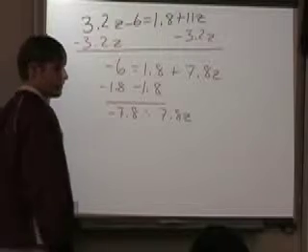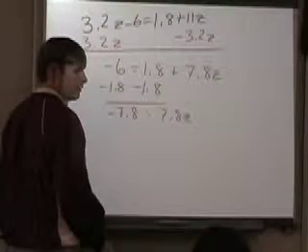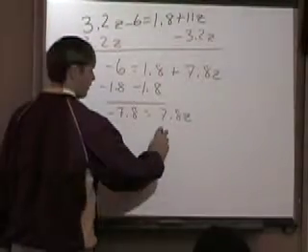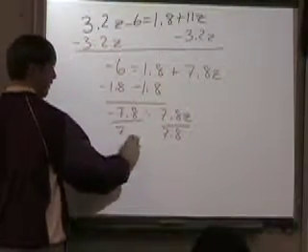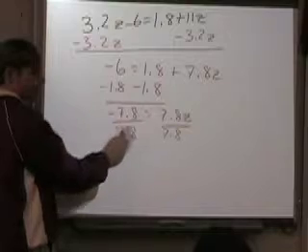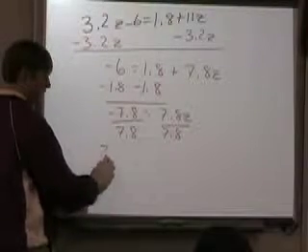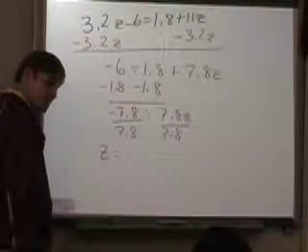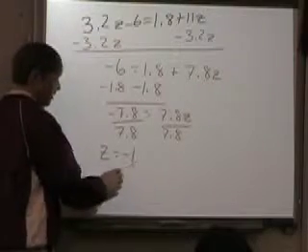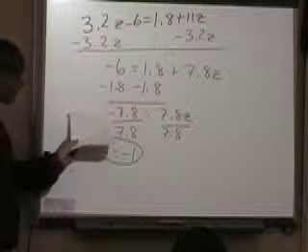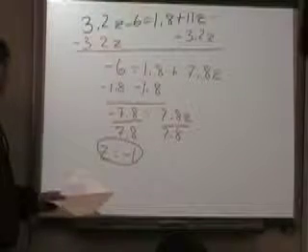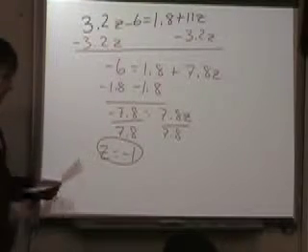Now what am I going to do, Rico? Divide 7.8 on both sides. So I've got negative 7.8 divided by 7.8. So what's z equal? Not 0. Negative 1. Anything over itself is 1, but if you have a negative over a positive, it's negative. So the answer is negative 1.